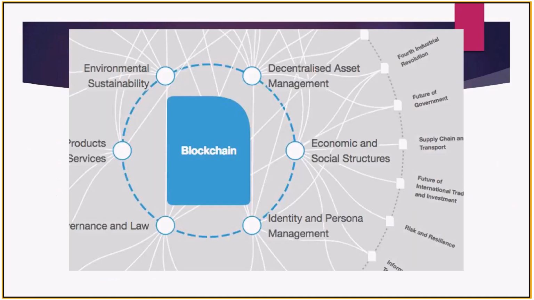Now, what are the areas that blockchain is going to influence? There would not be any area on earth that blockchain would not be influencing. However, in the closest ring of blockchain, it would influence assets, economic and social structure, governance, law, product, service, environment, sustainability. And in the future, in the outer circle, you can see there are so many areas.